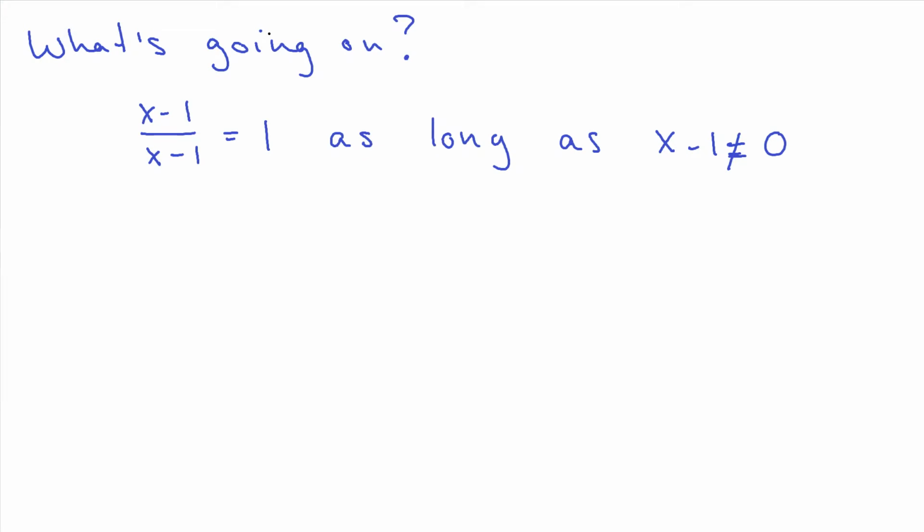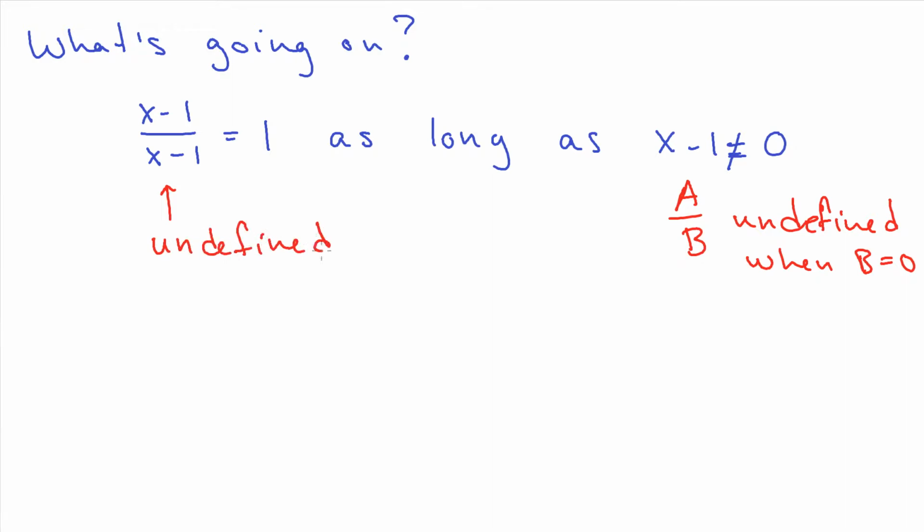So the property here is we canceled. Remember, we had x minus 1 over x minus 1, and we canceled them. That expression is equal to 1 as long as x minus 1 is not equal to 0. Because remember, a over b is undefined when b is equal to 0. So this x minus 1 here is equal to 0 when x is equal to 1, so this is undefined when x is equal to 1.